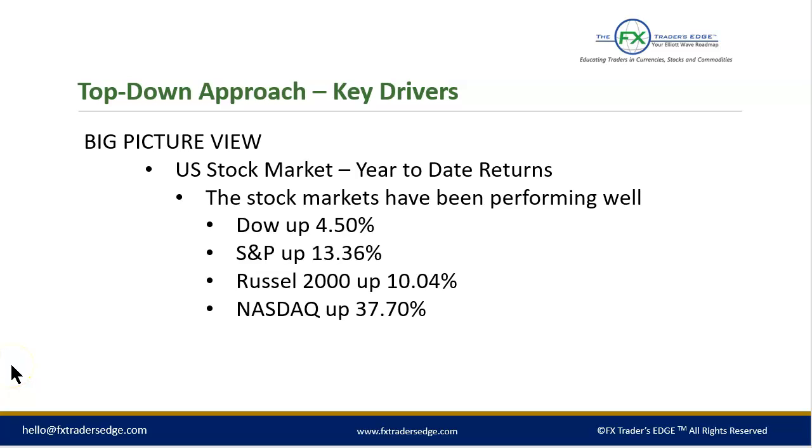The stock markets continue to perform well, with trillions of dollars being pumped into the system through monetary policy and potential fiscal stimulus. With the positive vaccine news, the U.S. indices continue to rally. Initially, investors rotated out of NASDAQ and into the Russell, Dow and S&P once the vaccine news was released, but now all of the markets continue to rally. For the year, the Dow is up 4.5%, the S&P is up 13.36%, the Russell is up 10.04%, and the NASDAQ, the biggest gainer, is up 37.7%.